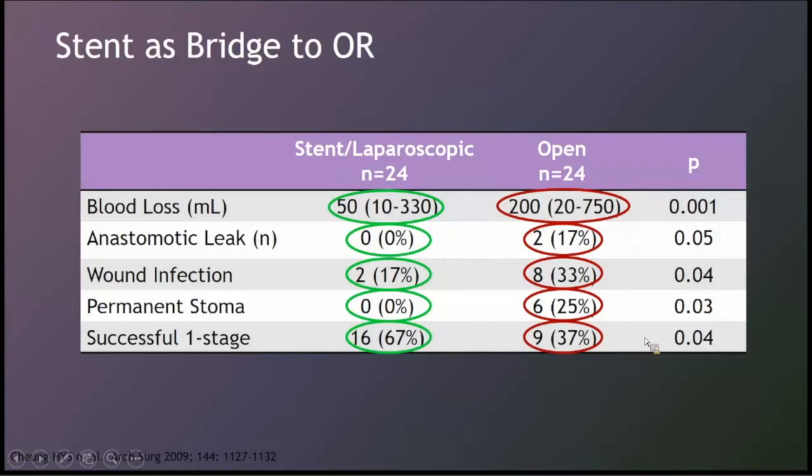All four other trials have actually shown the exact same results. The last one was done, I think, in 2017 or so. And so there's no question, and then they've even looked at oncologic outcomes. They try to slice it every other way possible. And colon stents are just a big win.